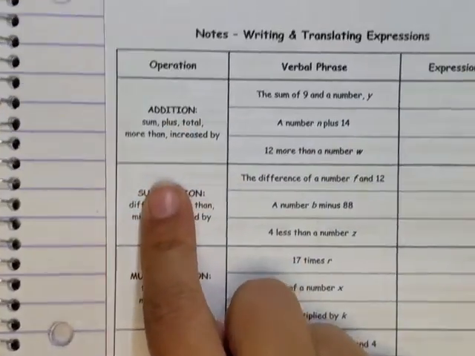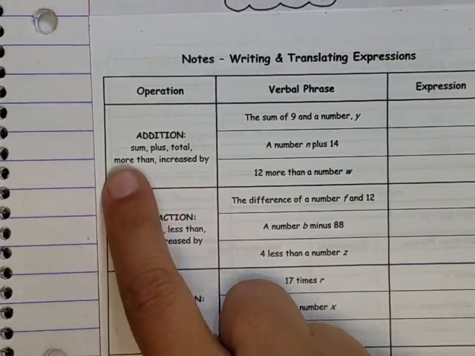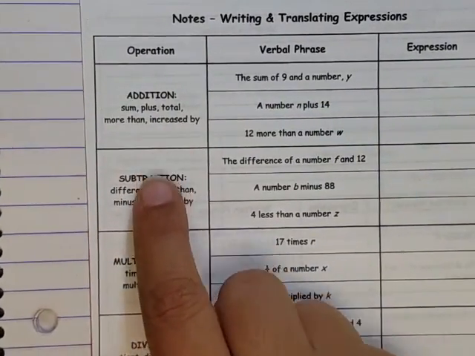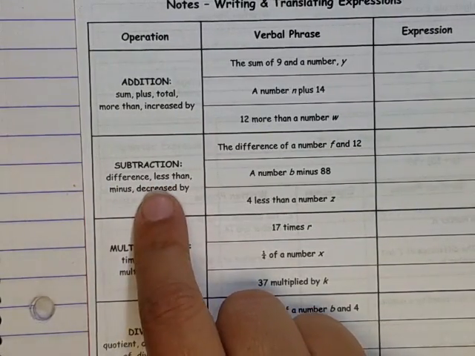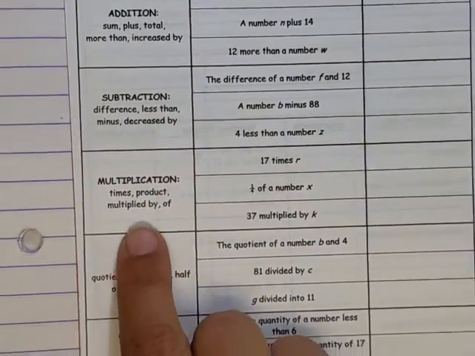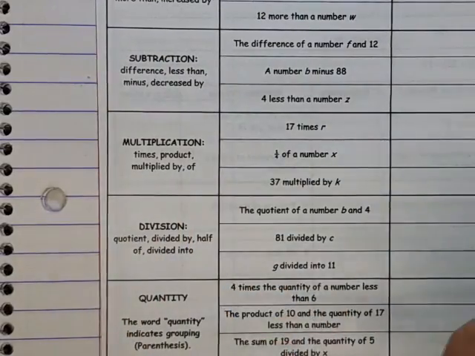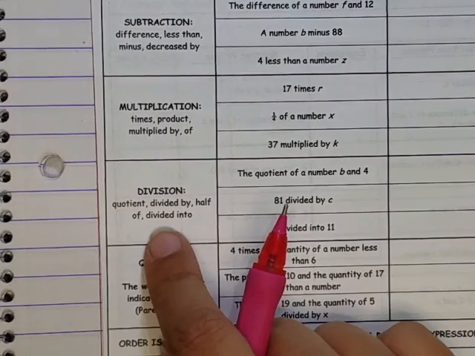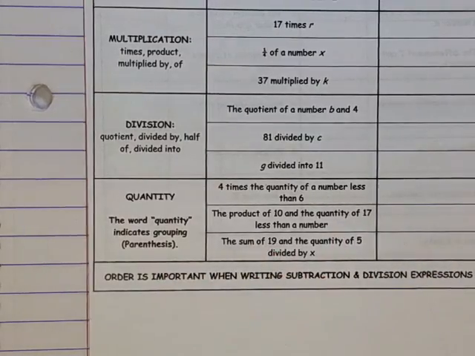Over here to the side, I've given you the different operations and the words you might hear for each operation. For addition: sum, plus, total, more than, increase by. Those are just some examples. Then subtraction: difference, less than, minus, decrease by, and there are others, but these are the main ones you'll probably see. Multiplication: times, product, multiplied by, of, groups of. Division: quotient, dividend, half, divided into.